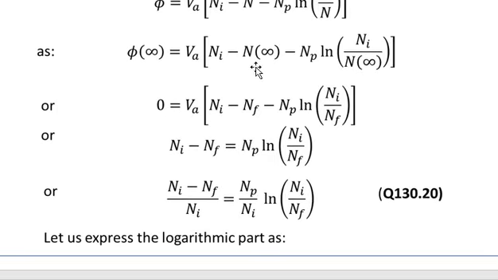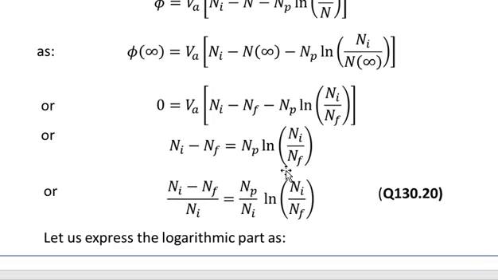So I have replaced n as a function of n at infinity to be equal to Nf. Again, this n at infinity has been replaced by Nf, and this phi, that is the number of photons at infinity, has been replaced by 0. And of course, solving this equation, we have Ni minus Nf is equal to Np into log of Ni over Nf. And dividing both sides by Ni, I have Ni minus Nf divided by Ni is equal to Np over Ni into log of Ni over Nf.